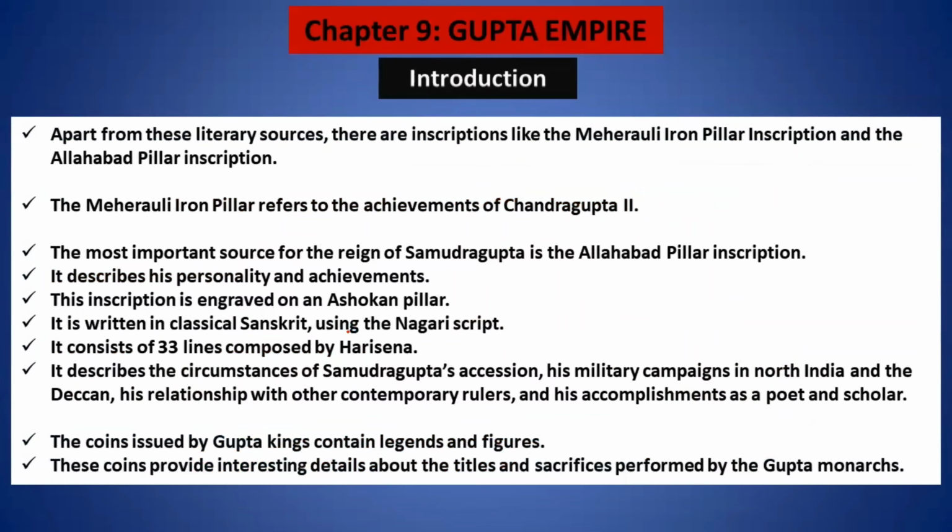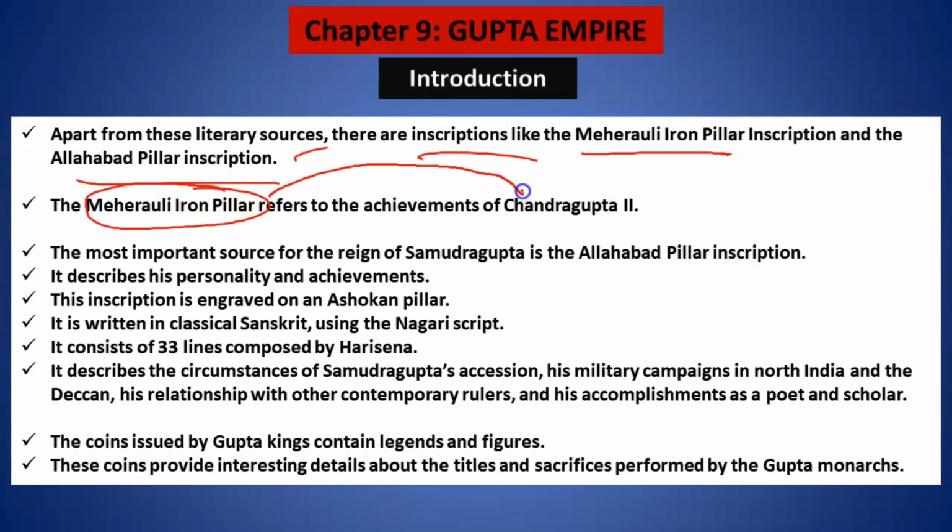Alright, so let's continue. Now, apart from these literary sources, the epigraphical sources which I was just talking about, जिस epigraphical sources के बारे में बात कर रहा था, जैसे कि inscriptions. Two very important inscriptions are there. One is the Mehrauli iron pillar and the other one is the Allahabad pillar. The Mehrauli iron pillar tells about the achievements of Chandragupta II. In the Tamil Nadu book, it is mentioned as Chandragupta I. That is wrong. You have to correct it. Go to your book and correct it. The right statement is that it shows the achievements of Chandragupta II.